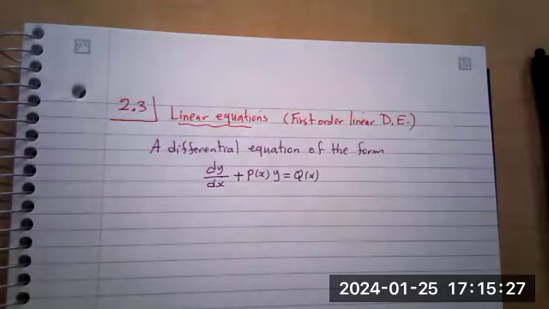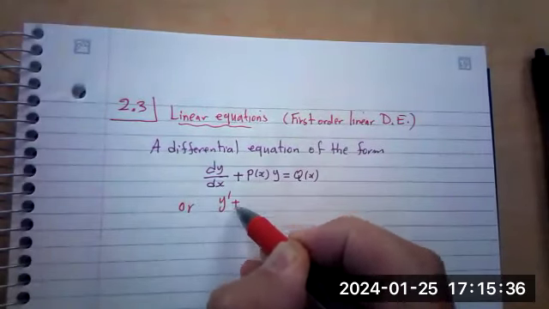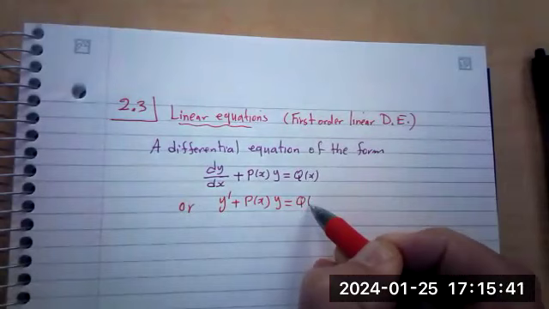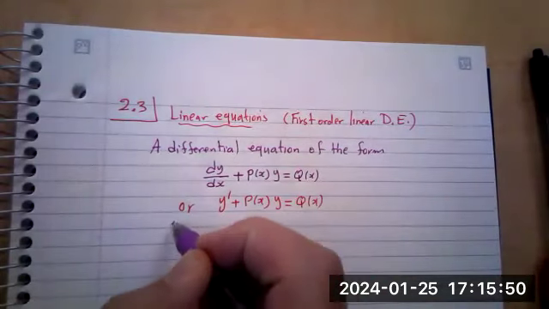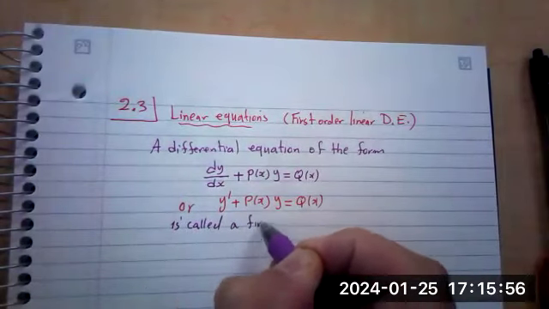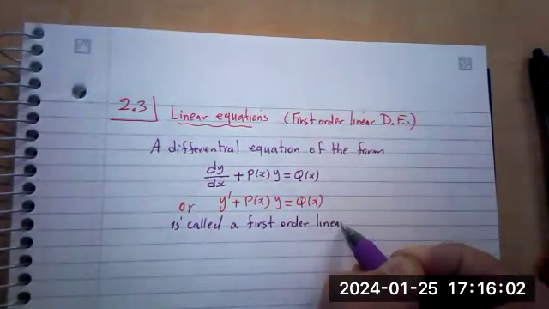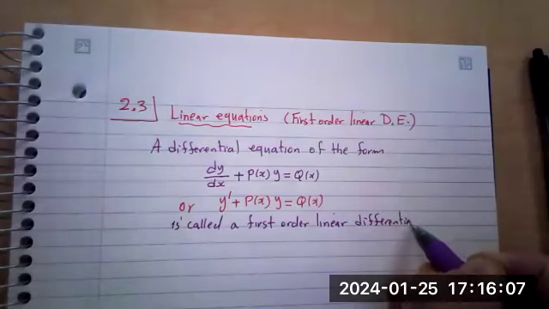And the y is the missing part. We write it down as dy/dx, but in prime form, if you like, this is going to be y prime plus p of x times y equal to q of x. We mostly work with the second one. So an equation of this form is going to be called a first order linear differential equation.